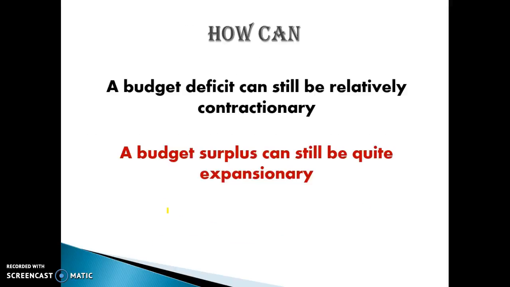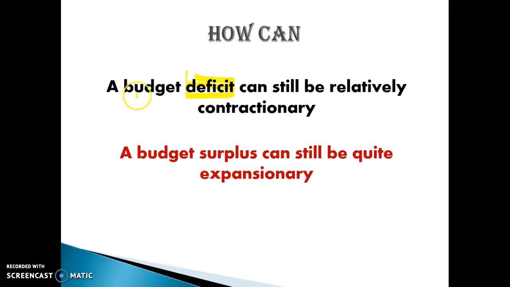A budget deficit can still be relatively contractionary if A, it's a smaller deficit than last year, or B, the discretionary measures within the budget are actually quite contractionary and we're only in a deficit because of weak economic growth and the automatic reasons. So they're the two main reasons. A deficit can be contractionary if one, it's smaller than last year, or two, if it's only due to automatic reasons.